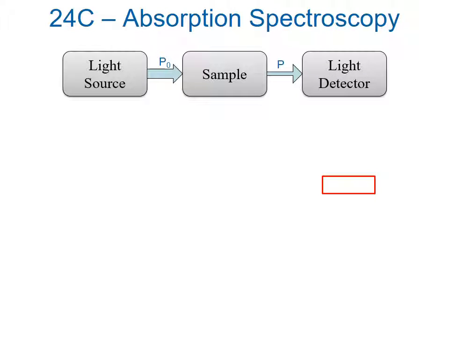Absorption spectroscopy is a fairly simple form of spectroscopy where we start with some sort of light source. We're going to have some intensity of light coming off of it. It's going to pass through our sample, and our sample is going to absorb some of that light, so we'll end up with a lesser intensity that we can then measure with a light detector. That works out pretty simple. We can then define a percent transmittance, or transmittance, based on the amount that we see passing through our sample relative to the amount that we initially passed through.